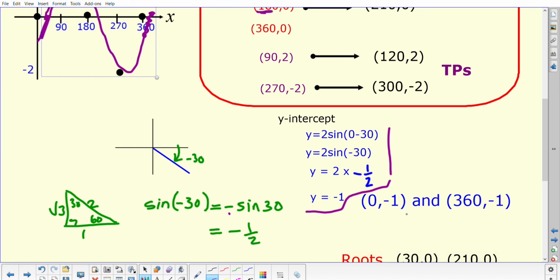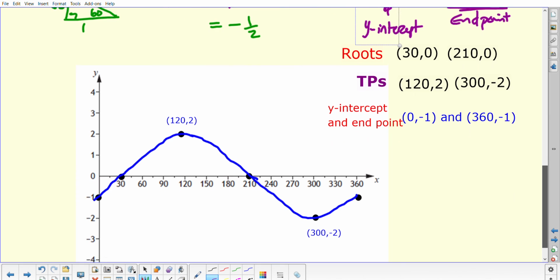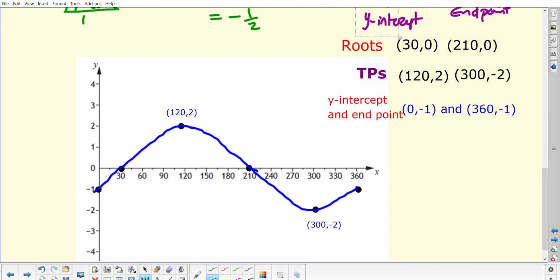And then putting that together, this here is your y-intercept, and the other point that lines up with that is the end point at the 360. It's got the same y coordinate. So putting all of that information into your graph, there's your y-intercept at 0, -1, your roots at 30 and 210, and your turning points at 120, 2 and 300, -2. And it's this last point here that you do need to make sure that lines up with a -1.